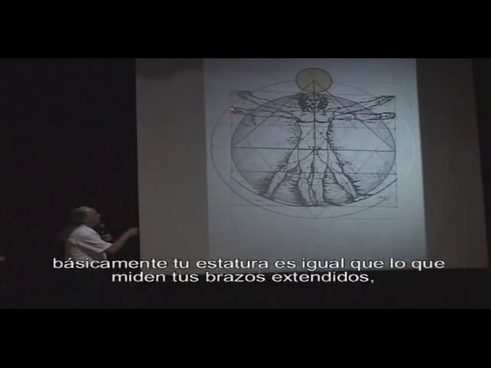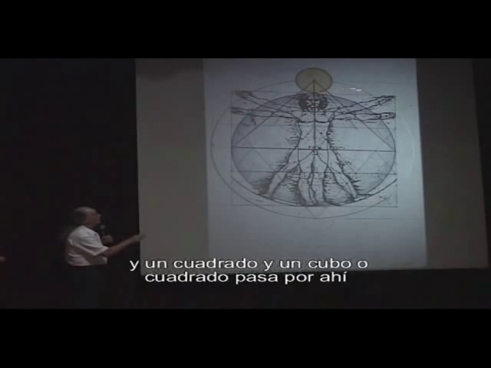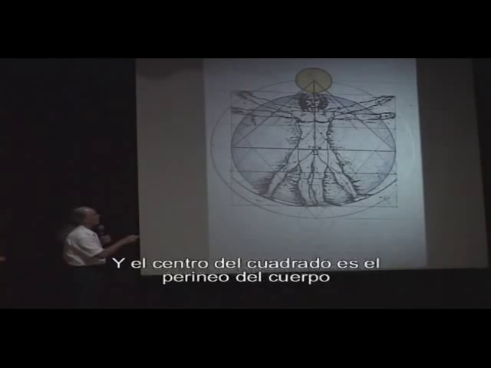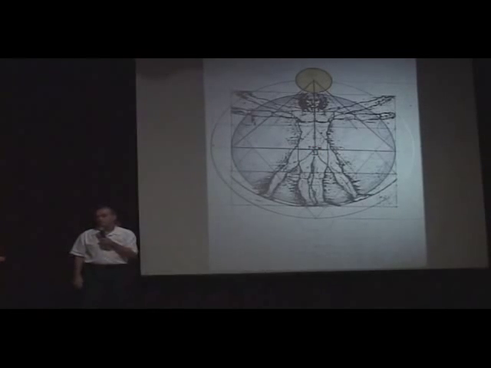And so basically, you are the same height as you are with your arms out. And a square or a cube passes around there, and the center of that square is precisely at the perineum, the body.